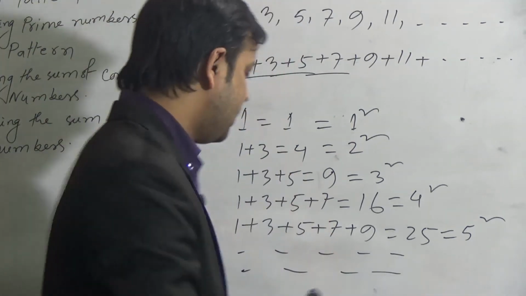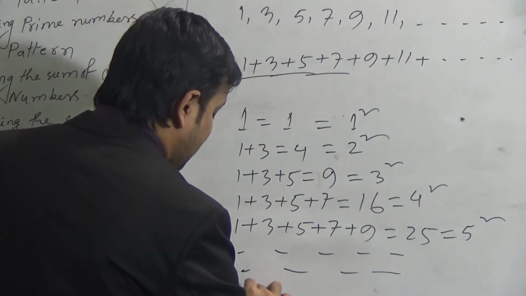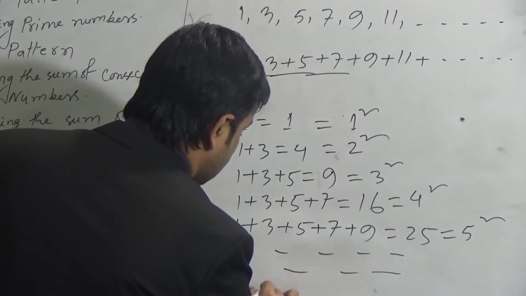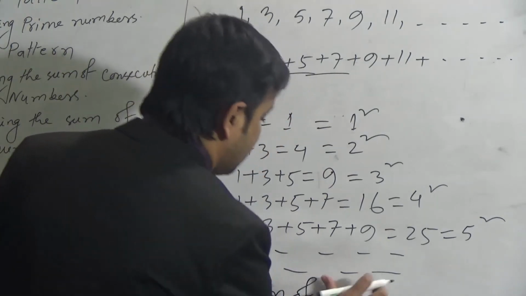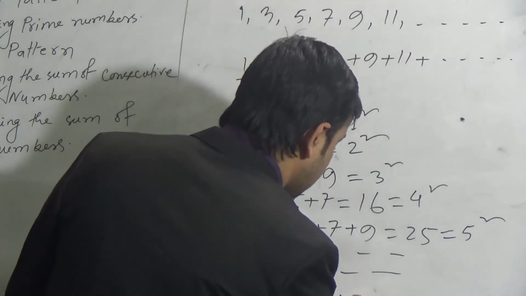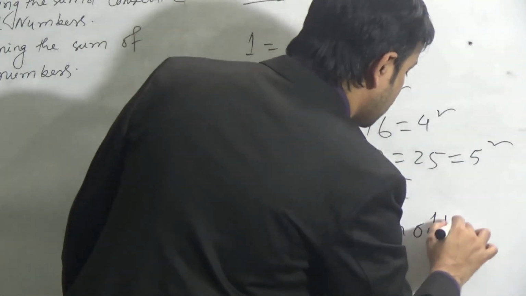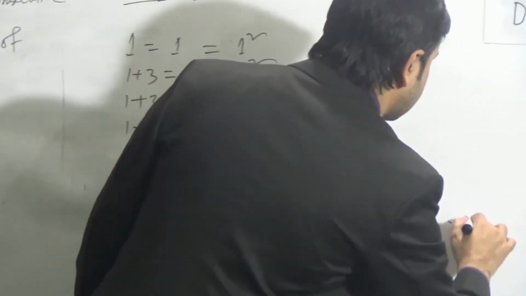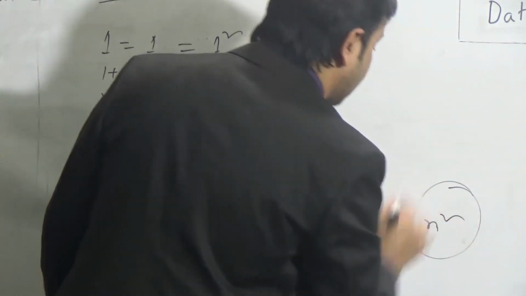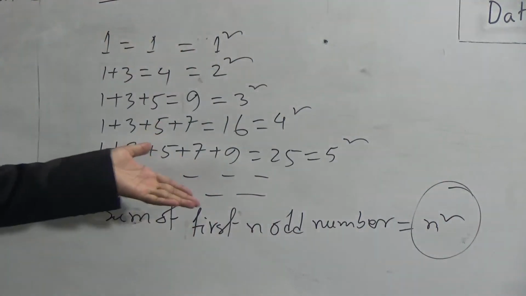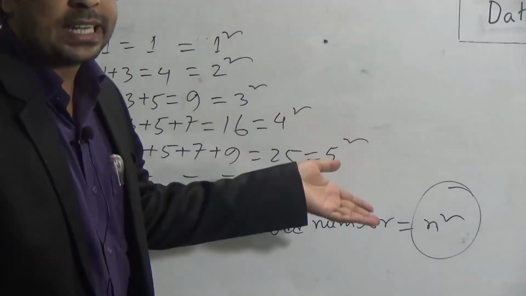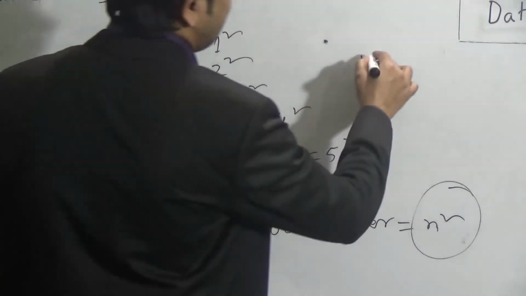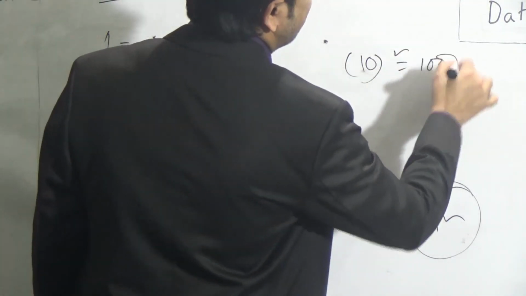So if we consider n odd numbers, the sum of the first n odd numbers will be n square. So this is the formula, n square, where n means the number of terms. If I ask you the sum of the first 10 odd numbers, that will be 10 square. It means 100.